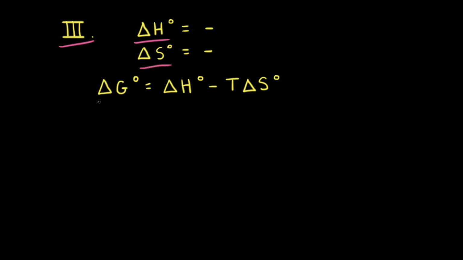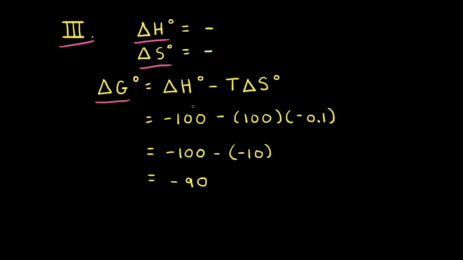Once again, we're going to plug some numbers into the equation and see what happens to the sign of delta G naught. So let's say delta H naught is negative 100, the temperature is 100, and delta S naught is negative 0.1. Doing the math, we get negative 100 minus negative 10, so that's negative 100 plus 10, which is equal to negative 90. Let's think about why we got a negative value for delta G naught.